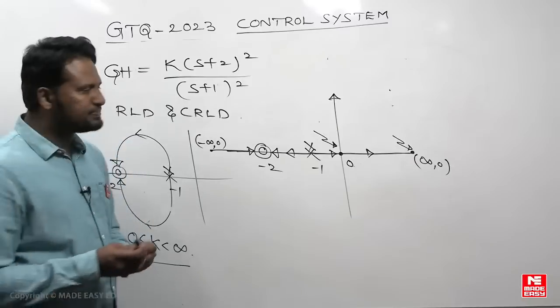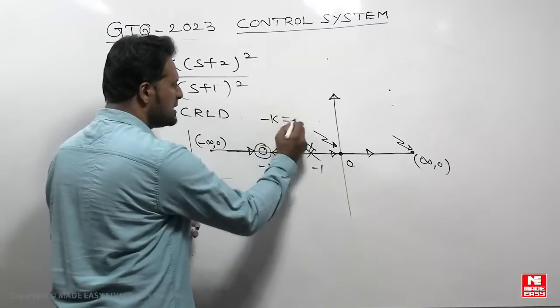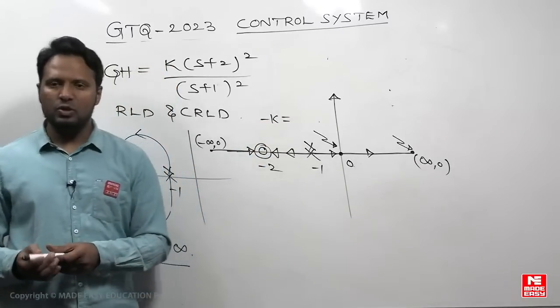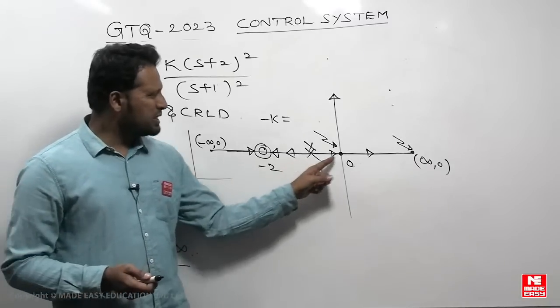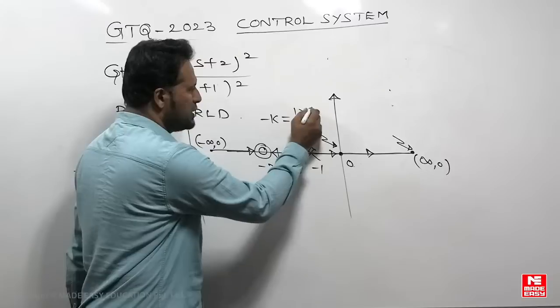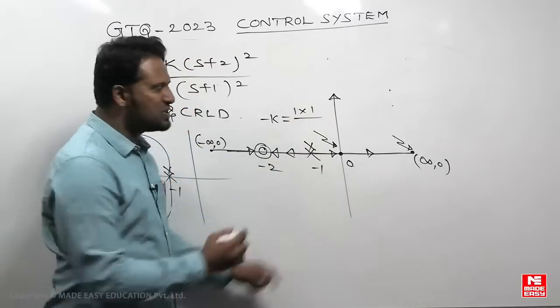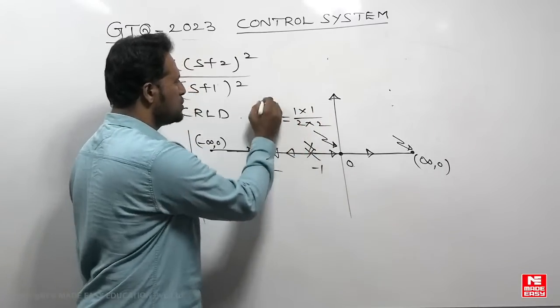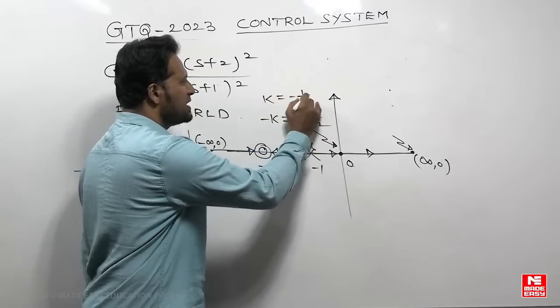What is the value of k? Please pay attention, it is the CRLD, so k is negative. Length of this phase is 1 into 1 upon length of this phase, 2 into 2. The value of k here is minus 1 by 4.